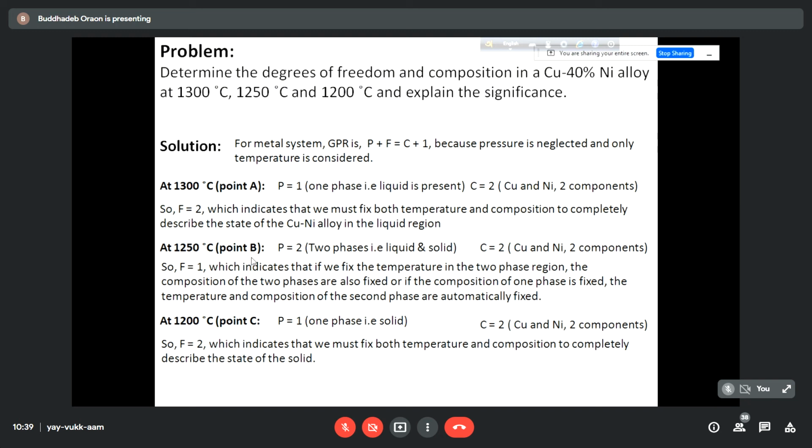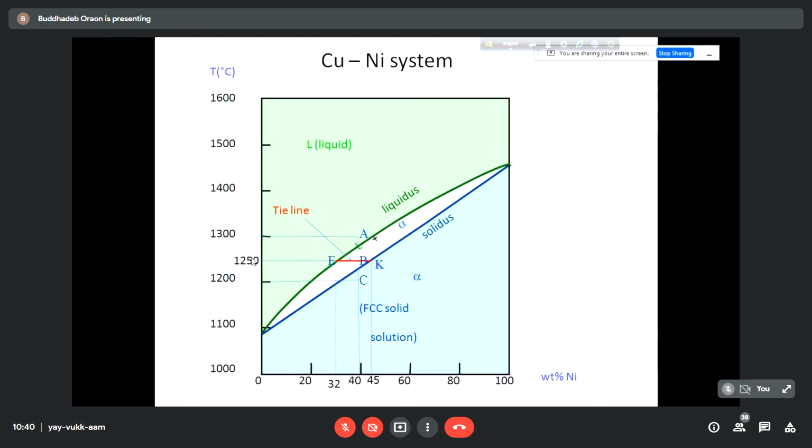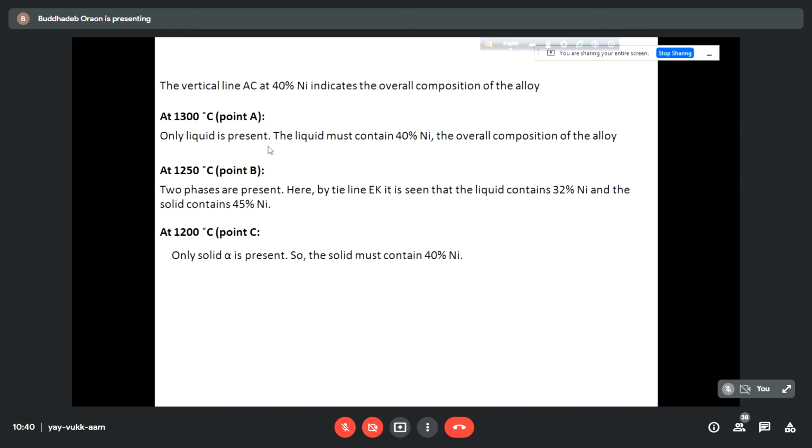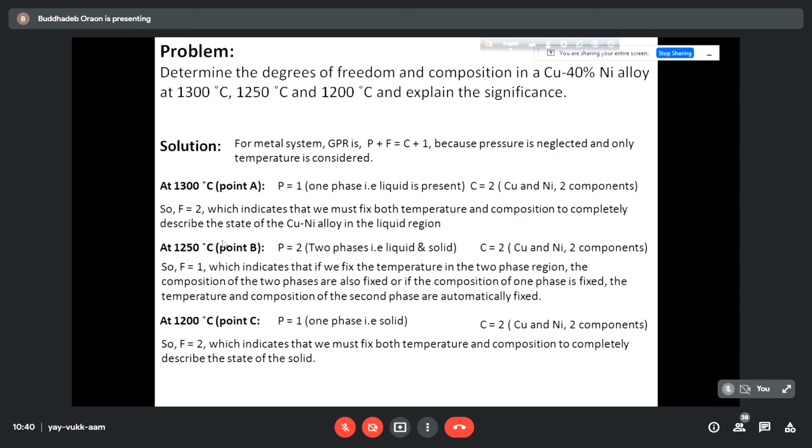Now, if we are at point B, we have reduced the temperature to some extent, and we are in the two-phase region at point B. So here our number of phases becomes 2. P is 2 now, C equals 2, which indicates that F equals 1, degrees of freedom equals 1, which indicates that only one variable needs to be fixed in order to completely define the system.